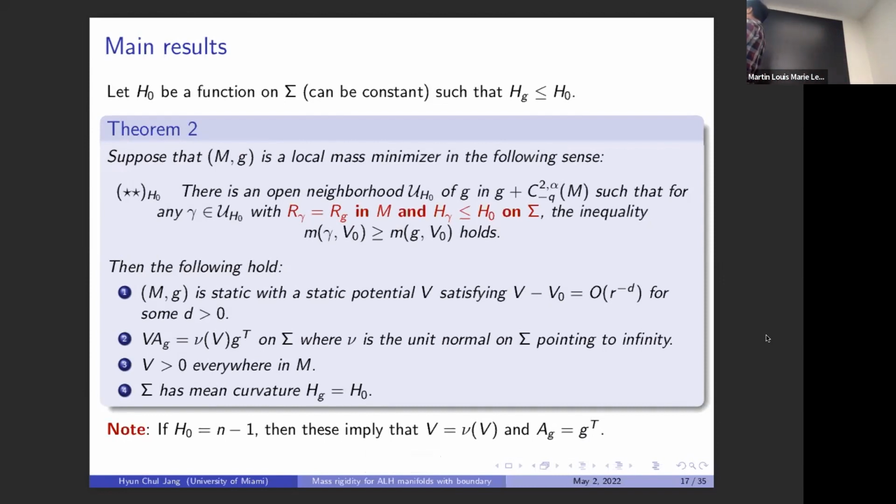So this number two is that we have this interesting relation between the second fundamental form and the static potential and its normal derivative. And using the maximum principle, we can also show that V is greater than zero everywhere, including the boundary. And sigma has mean curvature exactly equal to this upper bound function H naught. Later we're going to replace this H naught with the constant function n minus one. Then, as you can see, the second condition becomes V equals the normal derivative of V, and the second fundamental form is exactly the induced metric of g.